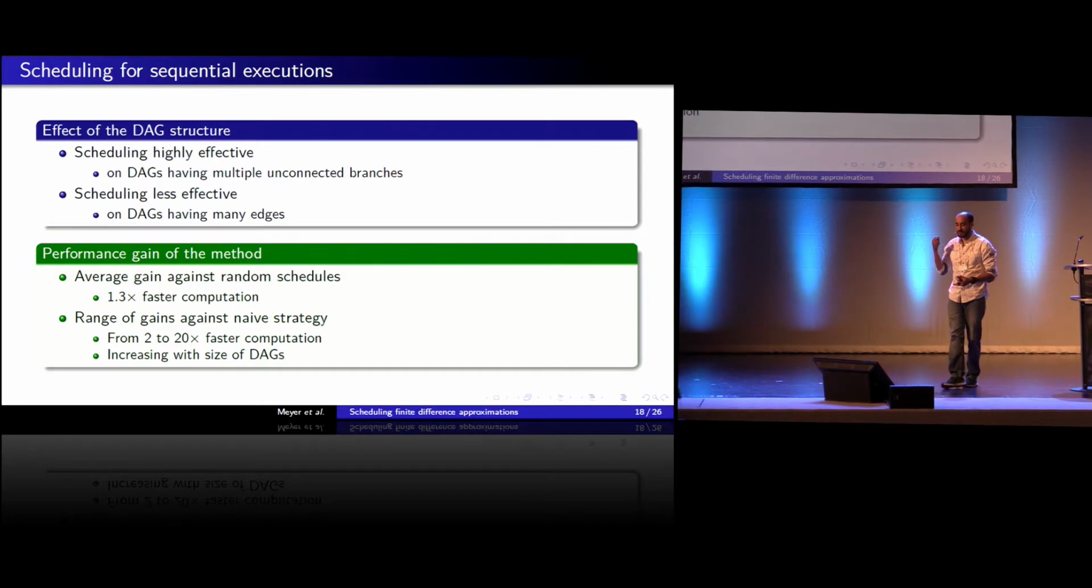An intuitive way of seeing this is that a DAG that has many edges represents nearly all the time the full computation of all nodes. So the overall performance increase that we have seen by using the scheduling against random schedules: if we just take a random permutation, we were 1.3 times faster on average. Against the naive strategy, where we recompute the complete function each time, we could go from 2 to 20 times faster. And this was increasing with the size of the DAGs.